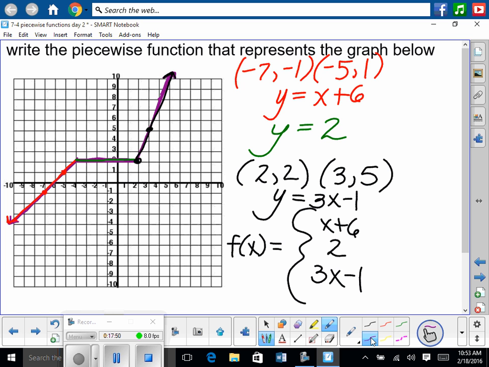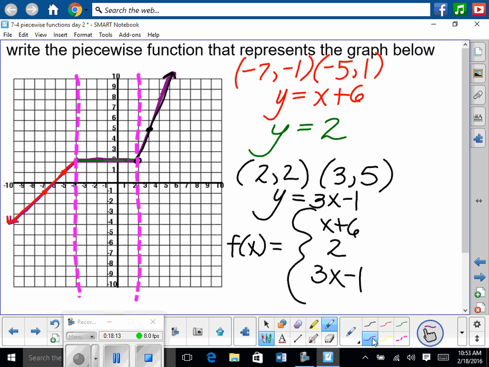Okay, let's do that now. So we have our domain restriction. This function stops at this x value, right? Everybody? And then this function starts at this x value, ends at this x value. And then this function starts at this x value and goes onward. So now we can go ahead and put in our domain restriction. So for this line, that was our first one.